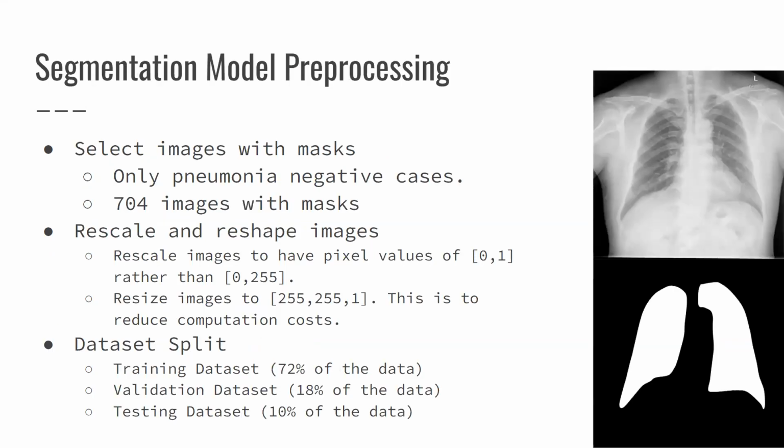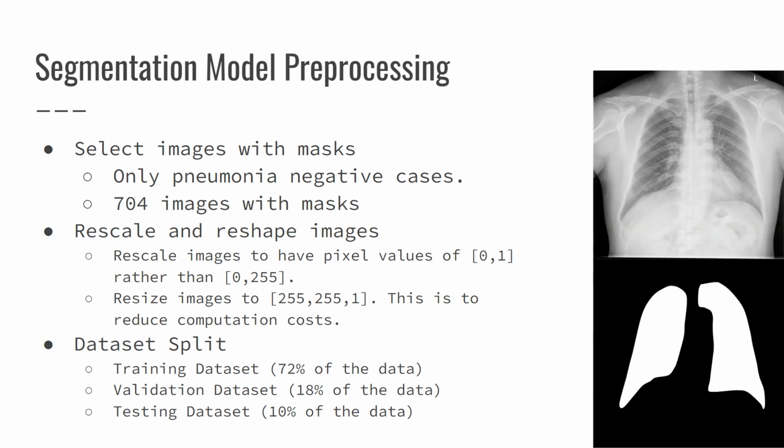Let's get into it. Now, before we even think about doing our own segmentations, we need to pre-process our images. I select out the images that have masks, because that's the data we can train our model on to segment. So we have 704 of these images, pneumonia negative cases. Now I need to change up some things about these images.